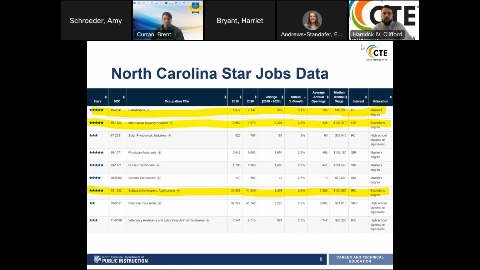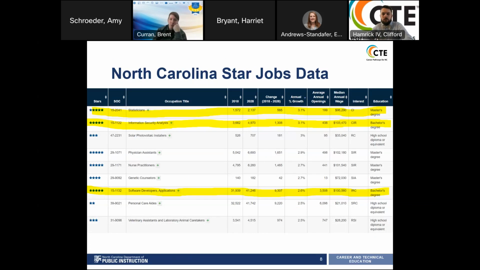All right, and we've pulled up some data from our North Carolina STAR jobs database, and I highlighted a few of the careers. These careers are sorted by the most annual growth. And this data is at this point a little old now. We're using some 2018 data with some projections into 2028.